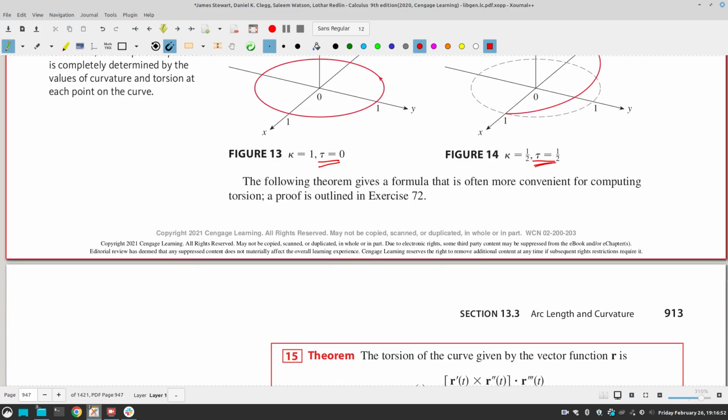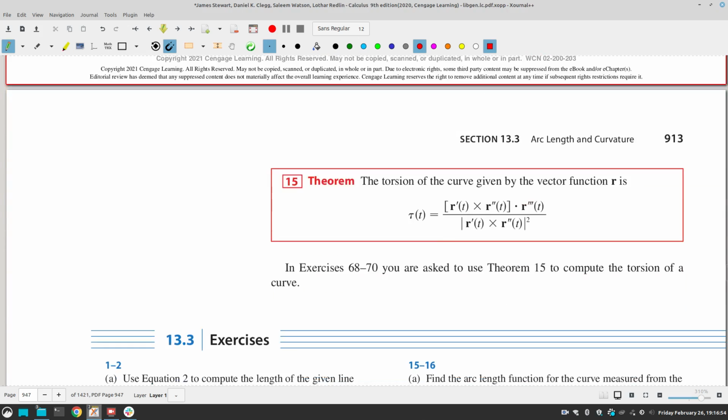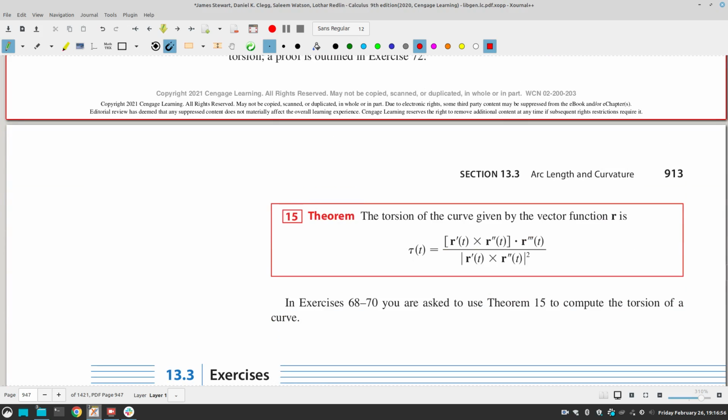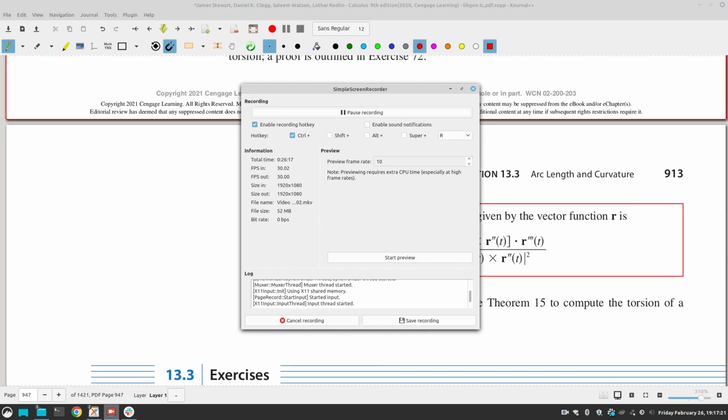And of course, there's a theorem here that gives you another formula for the torsion, just like you had a formula for the curvature, and the proof is an exercise left to you. That's for your assignment. So we've looked at curvature, torsion, and the TNB system. That's it for this lecture. After this, I'll give you your assignments. Okay, thank you very much.